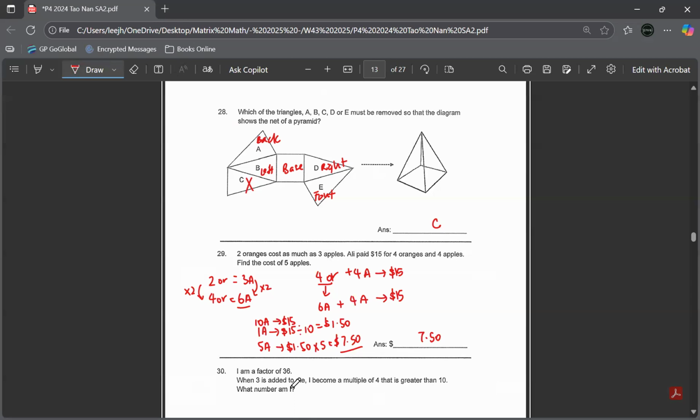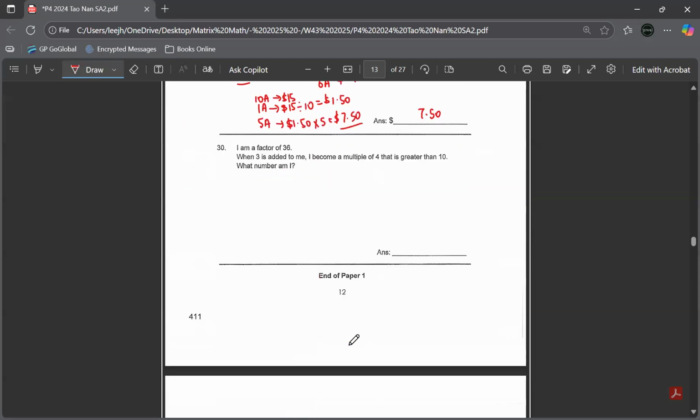Okay, question number 30. I am a factor of 36. When 3 is added to me, I become a multiple of 4 that is greater than 10. So what number am I? So list out the factors of 36 first. 1 and 36, 2 and 18, 3 and 12, 4 and 9, and 6 and 6.